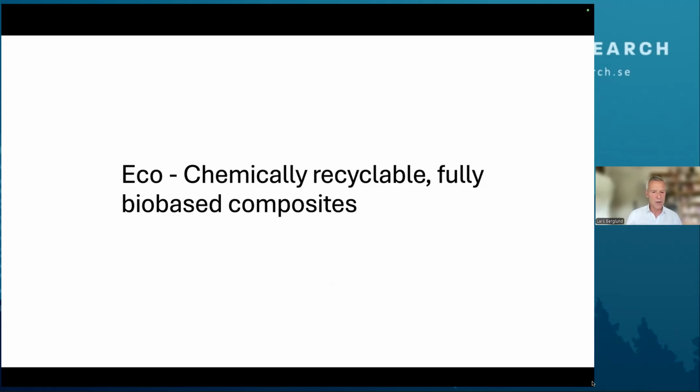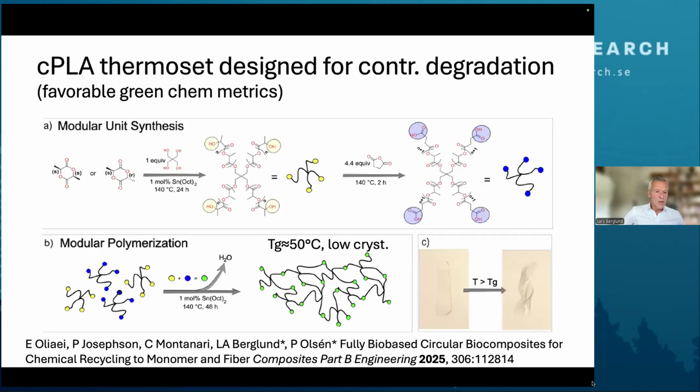So Peter Olsén's idea is to design recyclability into the polymer matrix from the very beginning, and he tends to, so far, use ester bonds. So in this work, where also Céline Montanari, Erfan Oliay, and Phil Josephson have been active, the idea is to use PLA.